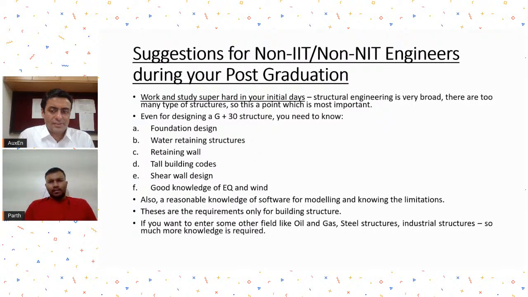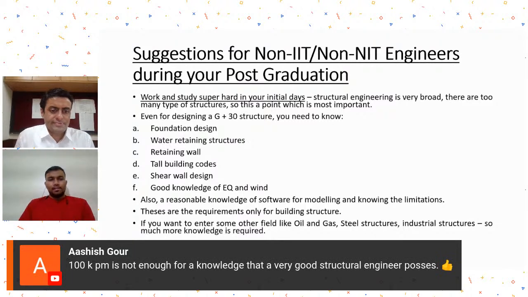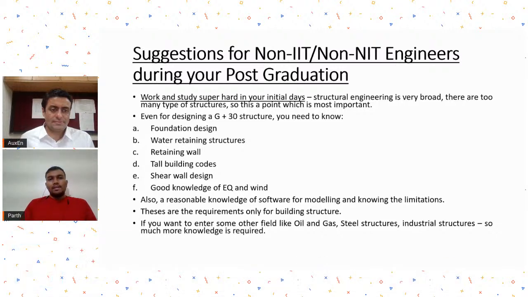Because if you are working on a G plus 30 structure, which is a normal residential building structure, let's say, in that you need to know foundation design, water retaining structures, retaining wall, tall building code, shear wall design, and reasonably good knowledge of earthquake and wind. And apart from all these things, you need to know software as well, and the limitations of software, that is, what particular things you can rely on software for, and for what particular things you need to check manually, or double check in software whether your inputs are right or not for any unusual results you are getting. So these are the things you need to know only for a building structure.